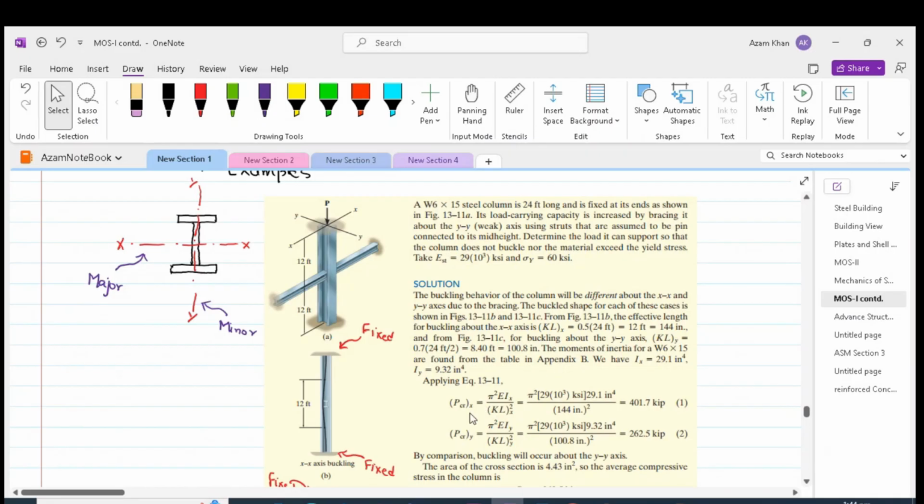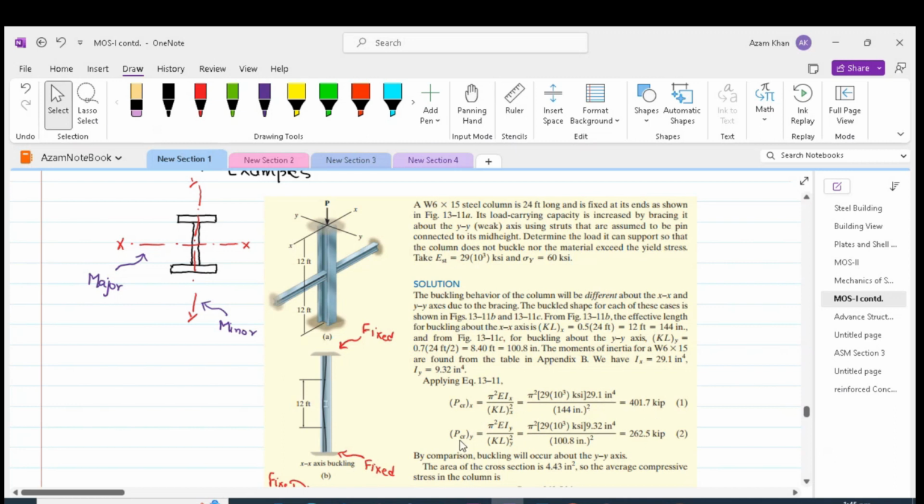Now we can work out our critical load in both the major and the minor axes. In case of the major axis, we have pi squared E, so pi squared times 29 into 10 raised to the power 3 ksi, then Ix is 29.1 inch^4 divided by KLx whole square. So KL, as we said, was 144 inch. So that is squared in the denominator, and we get 401.7 kips.